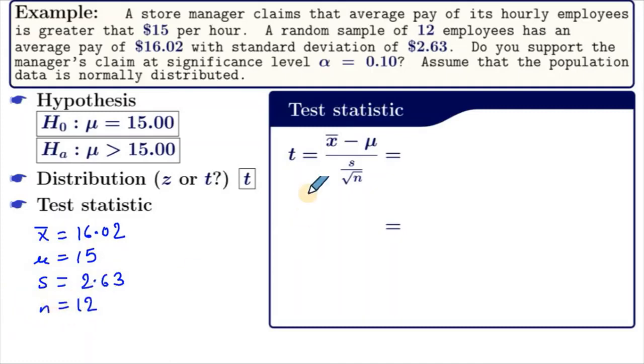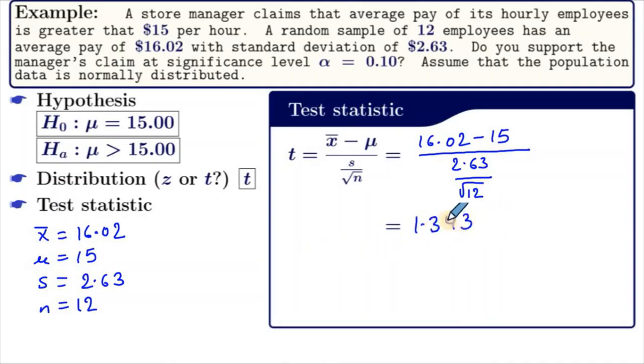Now we put everything together in this formula. So we get 16.02 minus 15 over 2.63 over square root of 12. So when we do this math, this whole thing comes out to be 1.343. So this is our test statistic.